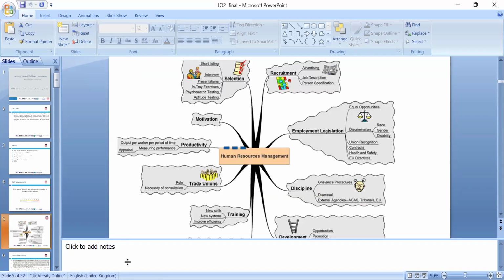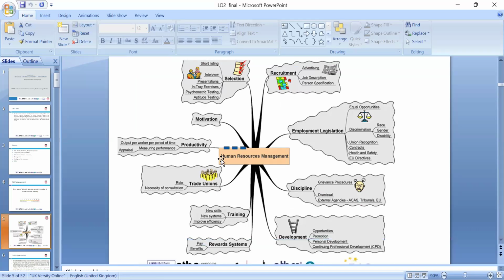Please, we need to look at human resource management. What comes under this? We can look at development, which is opportunities: promotion, personal development, continuing to do CPD. Discipline: we want a grievance procedure, dismissal procedure, external agency advice such as ACAS, and the codes of conduct. We can look at employment legislation: equal opportunities, race, gender, disabilities, the Discrimination Act, and union recognition.